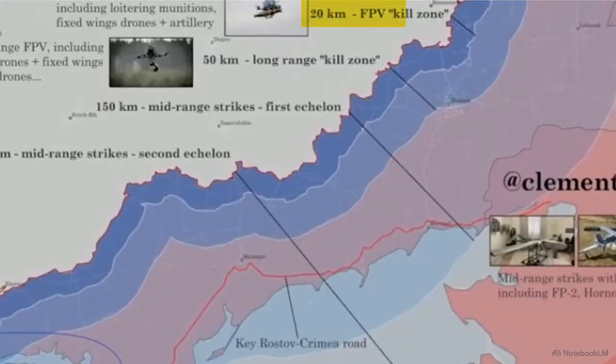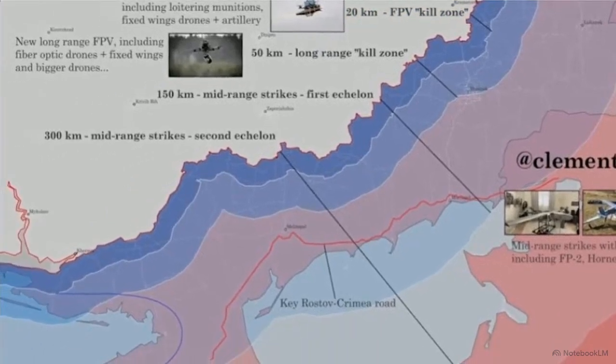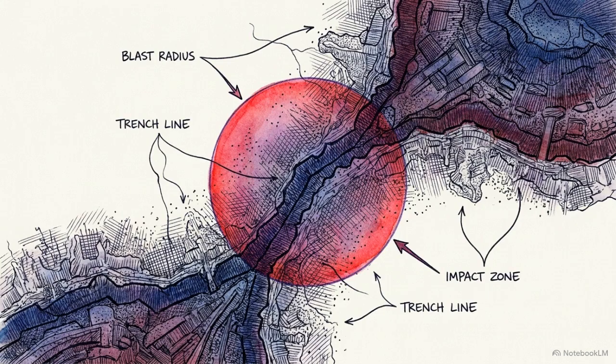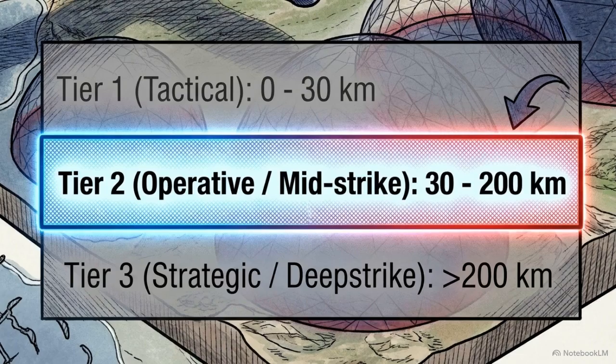Looking at the Ukrainian data, we see the exact same zone, though innovations like fiber optic tethers and sea-launched platforms are stretching this specific tactical band out to 50 kilometers. While highly lethal to the soldiers inside it, this tactical tier functions primarily as a localized problem for frontline infantry. Moving one step further out, we reach the second echelon of the matrix, the operative level.